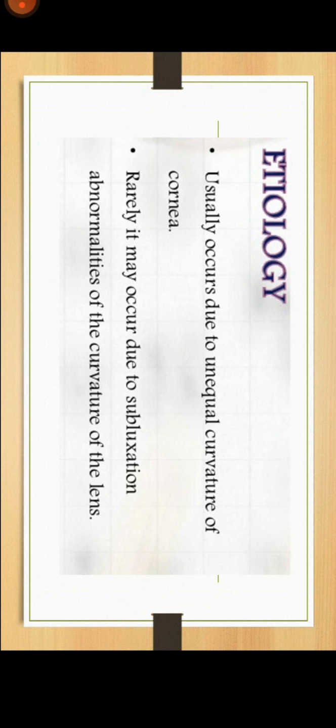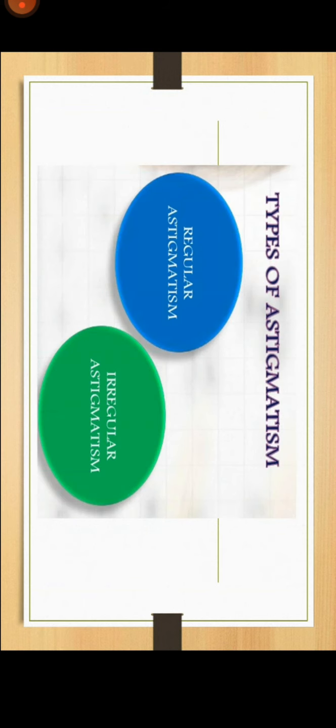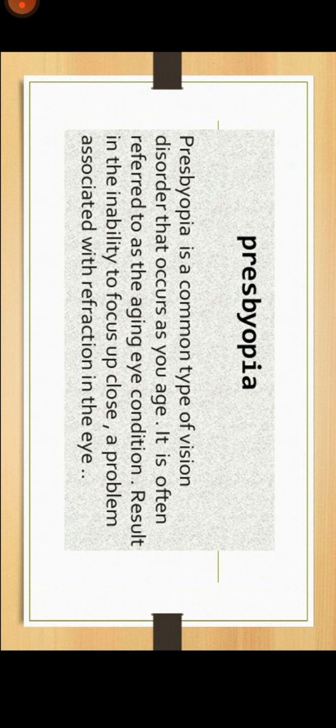Rarely, it may occur due to subluxation or abnormalities of curvature of the lens. The lens is the main converging organ. The cornea is also there. With any abnormality in the lens, astigmatism may also occur. Astigmatism is of two types: regular astigmatism and irregular astigmatism.